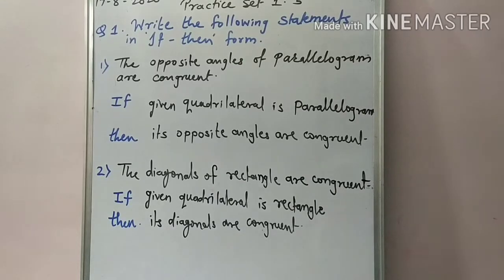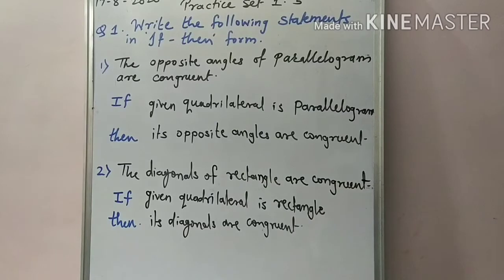Now the third one is: in an isosceles triangle, the segment joining the vertex and the midpoint of the base is perpendicular to the base. So how can we write it in if-then form? Here we have a triangle. If the given triangle is an isosceles triangle, then the segment joining the vertex and the midpoint of the base is perpendicular to the base.